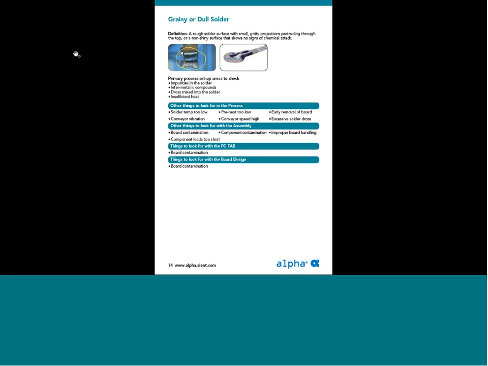Grainy and dull solder. Impurities, intermetallic compounds, dross mixed into the solder, insufficient heat, conveyor too high, board contamination. Again, you'll see a lot of repetition as to potential causes throughout these guides, but certainly in several situations it's applicable.